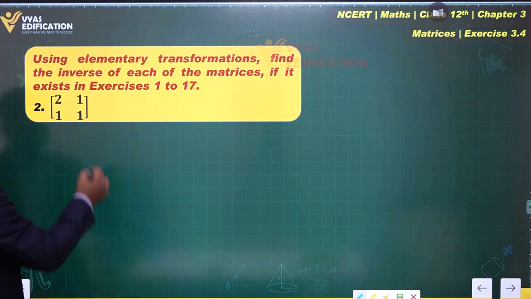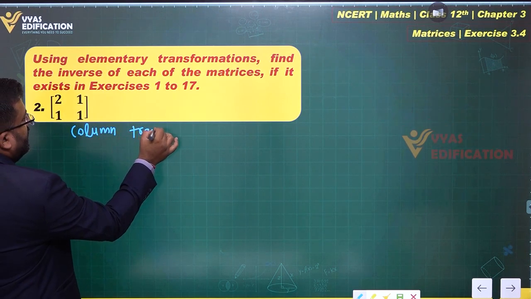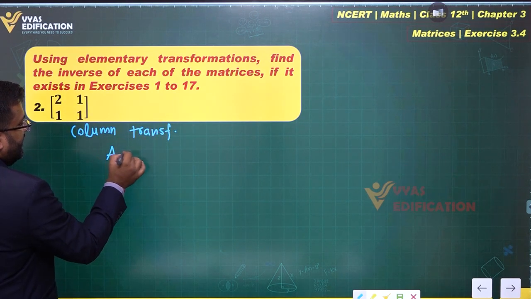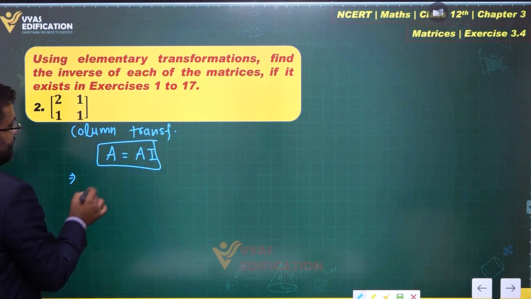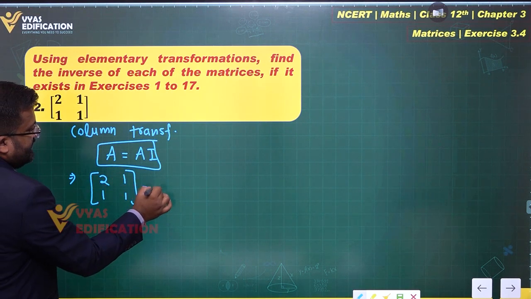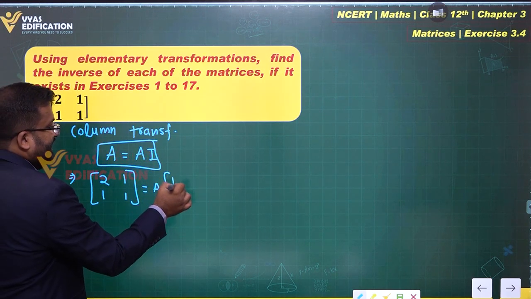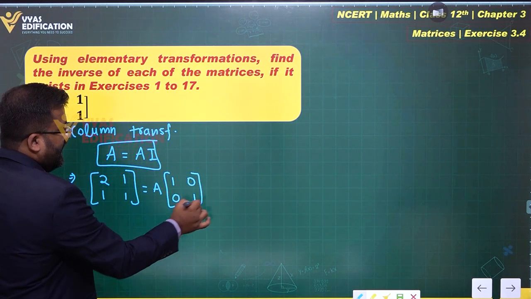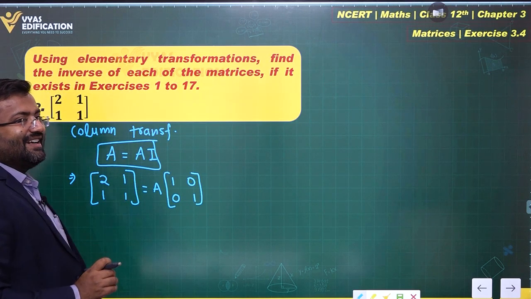Okay, so we'll use column transformations. For column transformations, we'll write A equals AI. This is what I'll begin with, which implies the matrix A is 2, 1, 1, 1. Let this A remain as it is. This identity matrix would be 1, 0, 0, 1. And we are supposed to apply column transformations to convert this matrix into an identity matrix.